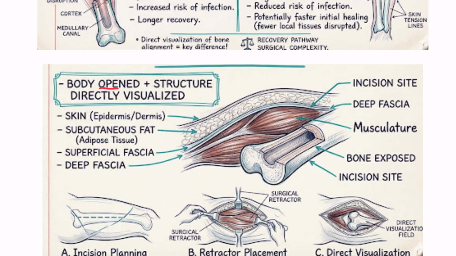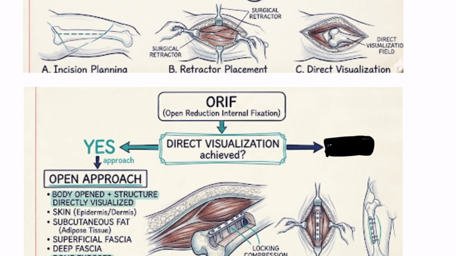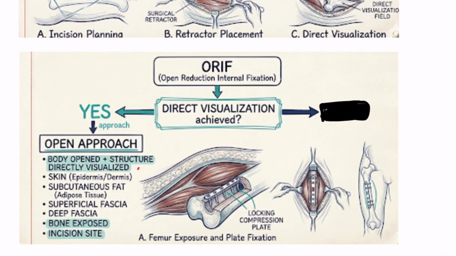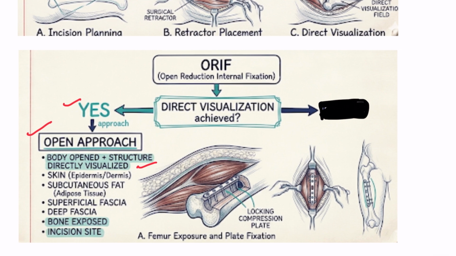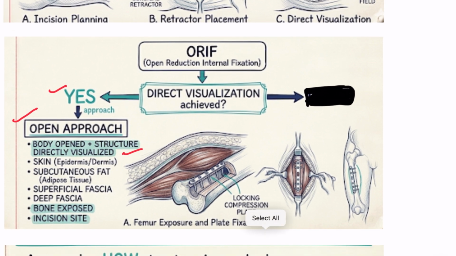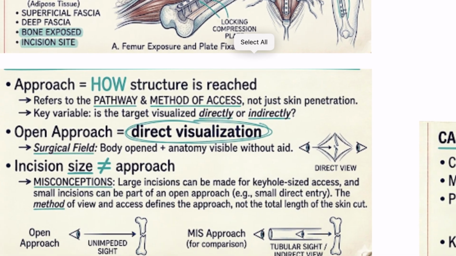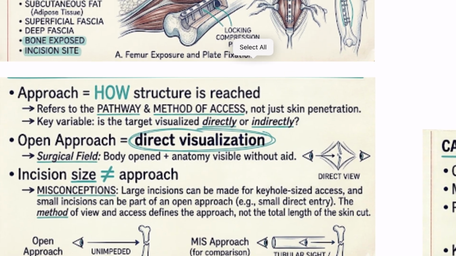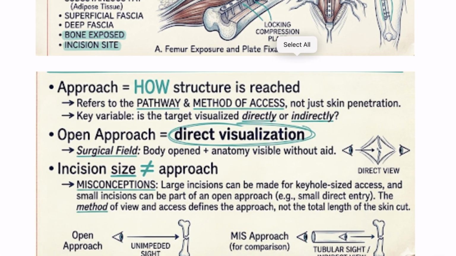So now we do not have to guess. The approach is open. Approach is simply the way the surgeon reaches the site of the procedure, not what is done once they are inside. Not how complex the surgery is, just the path. I want you to start thinking like this whenever you read a case. First, take a pause and ask one question: how did the surgeon enter the body to reach this structure? If you can answer that, you can determine the approach.